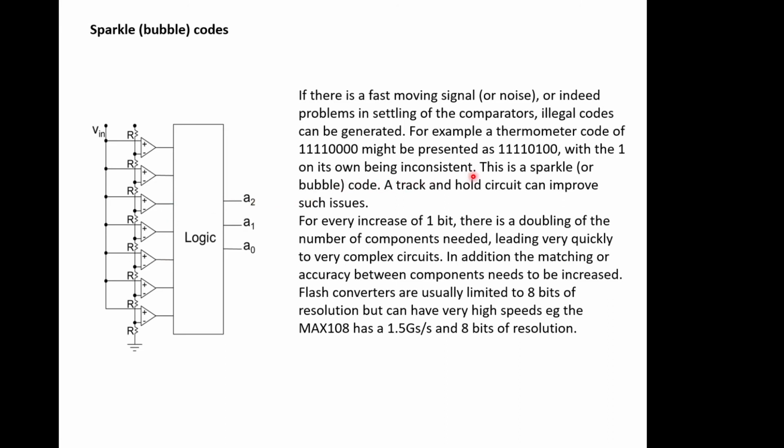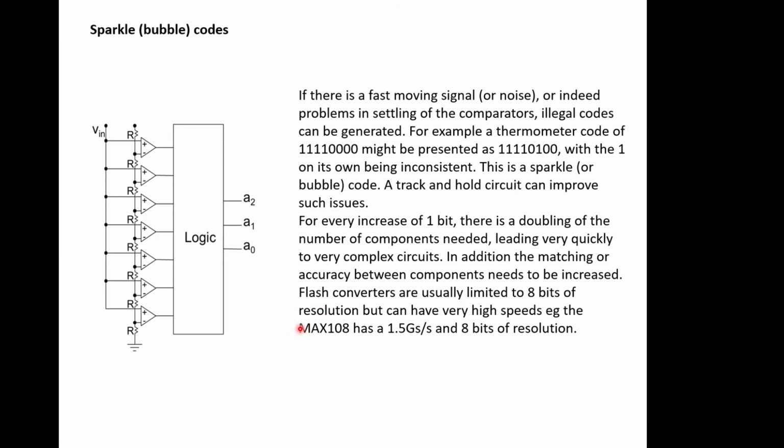So this is where the performance of these circuits becomes important, because you don't want these sparkles or bubbles occurring, and it's entirely down to a speed thing and a balance thing. So you might want to add a track and hold to the output of these comparators, or even to the input of these things here. So you can easily see that even this simple idea can start to get more complicated when you really start to push the limits of what's going on. But what we end up with is, for every increase of 1 bit, there is a doubling of the number of components needed, leading very quickly to very complex circuits. In addition, the matching or accuracy between components needs to be increased. And a flash converter is usually limited to 8 bits of resolution or so, but can have very high speeds.